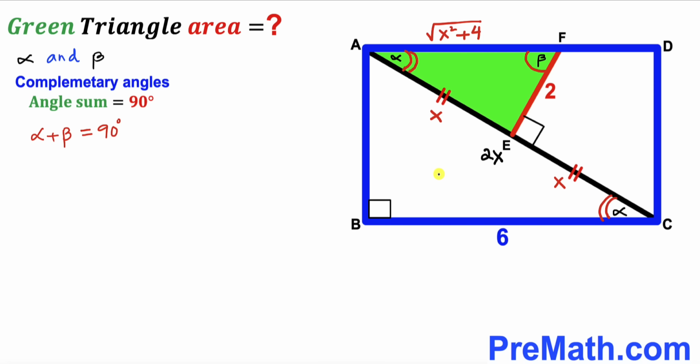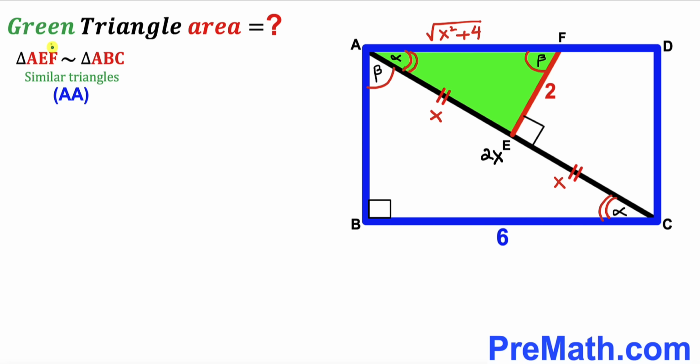And now we are going to focus on this triangle ABC. We know this angle is alpha, this angle is 90 degrees. So therefore, this angle has got to be our angle beta. So therefore, we can see the triangle AEF and the other triangle ABC are similar triangles according to the angle-angle similarity theorem. This is our triangle AEF and this is our triangle ABC. And since these triangles are similar, we are going to have a proportion. In other words, the ratio of the side lengths AE and AF must be equal to the ratio of the side lengths BC and AC.